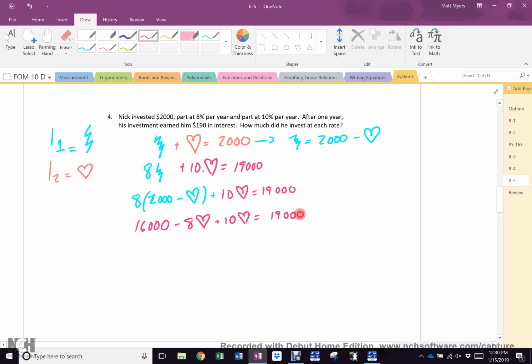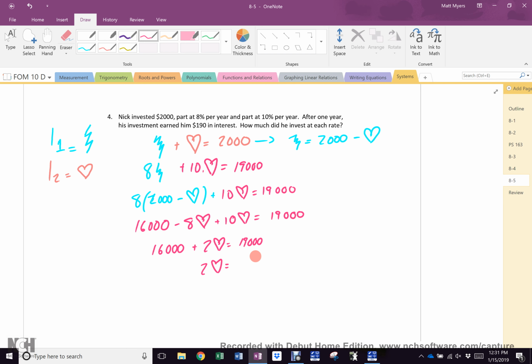That was a good one, Zach. Come on. That was funny. 16,000 plus 2 hearts equals 19,000. 2 hearts beating in just one time. You guys don't know that song. Phil Collins, 2 hearts beating in just one time, together forever till the end of time. Nothing. Phil Collins.